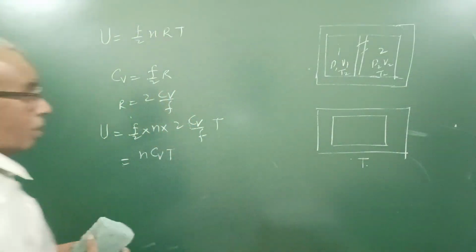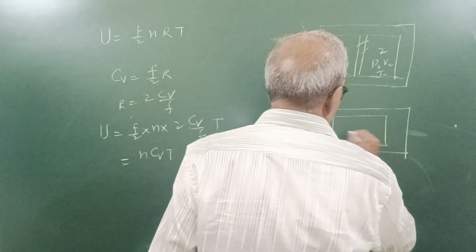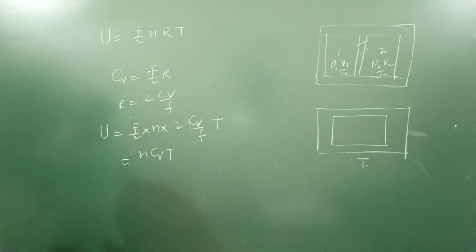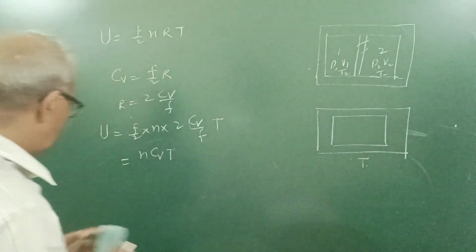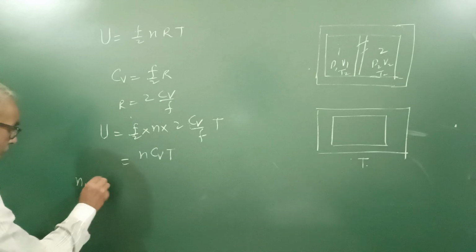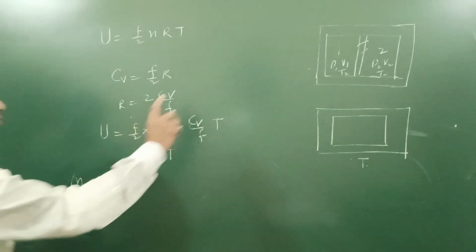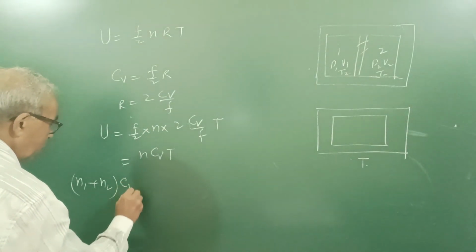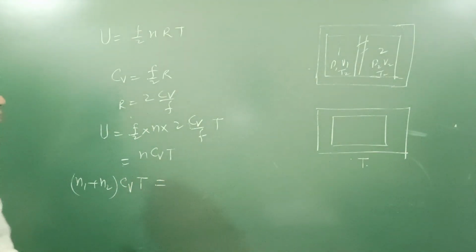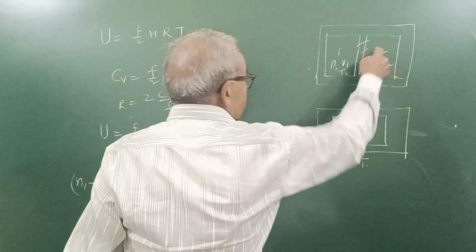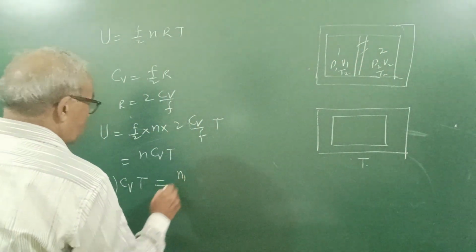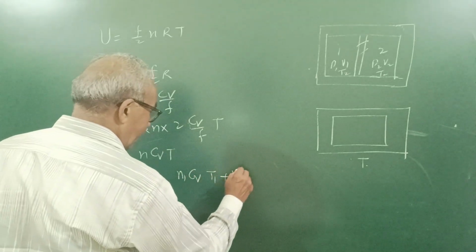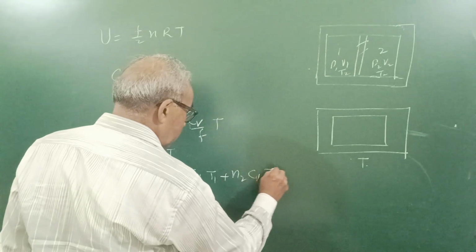So if the temperature of the gas becomes T, then finally, because no change takes place in energy, n1 plus n2 is the total number of moles. Suppose we had n1 and n2 moles, then (n1 plus n2) Cv into T is equal to the sum of the energies, n1 Cv T1 plus n2 Cv T2.